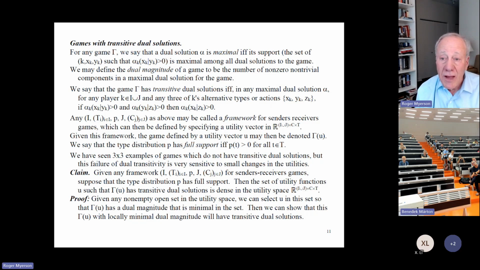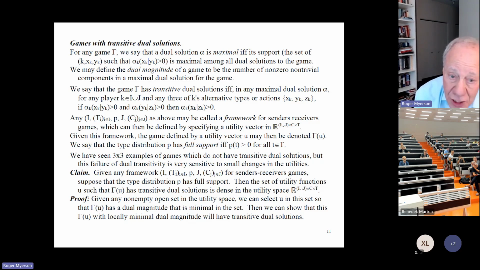That's transitive. Now, obviously, we could fix everything about a game except for the utility functions. I'll call that the framework for the sender-receiver game. So once I've fixed a framework, for any utility vector u, I'll call it gamma of u. That's the game that's generated. Let's assume that the p distribution has full support. That is to say, all profiles of types have strictly positive probability.